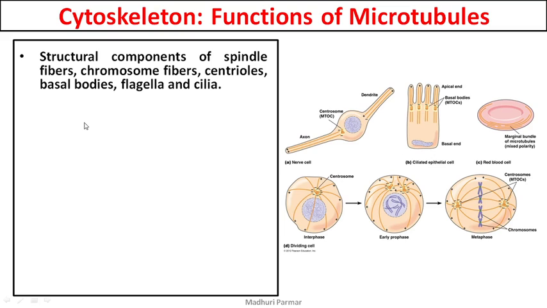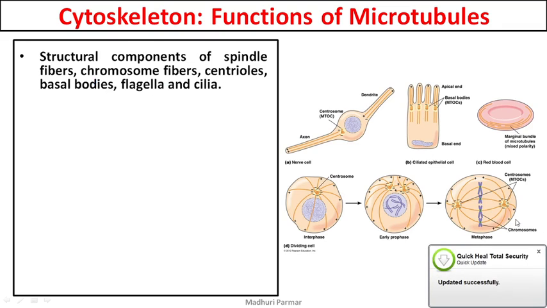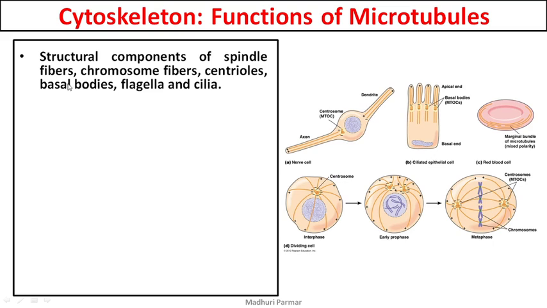Now, functions of microtubules. They are structural components of spindle fibers. Spindle fibers, I told you, are helpful in separating the chromosomes during mitosis or meiosis. Then you have chromosome fibers. Remember the kinetochore? If not, we will be starting with that chapter. So we will study it. These chromosome fibers are also made up of microtubules. Centrioles are made up of microtubules. The basal body of flagella and cilia, as well as the flagella and cilia, are all made up of microtubules.